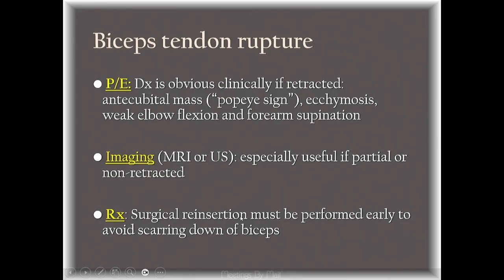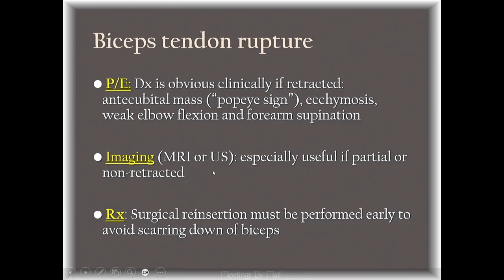So back to biceps tendon rupture, physical exam, diagnosis: you have that classic Popeye sign where the biceps muscle belly really bulges more than usual when it's retracted. And you usually have bruising, black and blue, and weak elbow flexion, though not absent because there are other muscles that perform elbow flexion. And same for forearm supination. So even with a complete tear, you don't completely lose your elbow flexion.